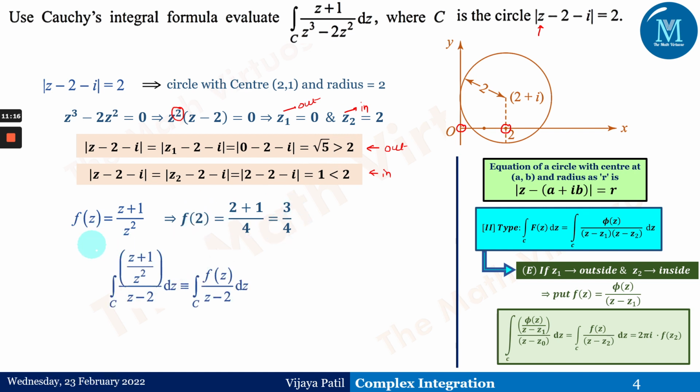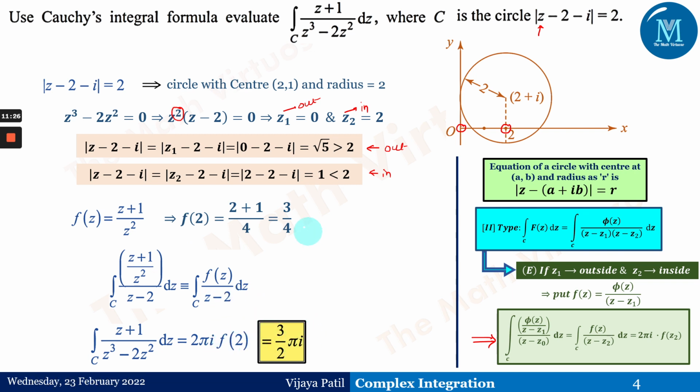Therefore for this type of setting we require the formula which we have written here. The final answer is 2 pi i into f of 2, which equals 3 by 2 times pi i, because f of 2 is 3 by 4 and the 2 and 4 cancel. So 3 pi i by 2 is the answer for this question. Again we have applied type 2 part E, because one point is outside and one point is inside.